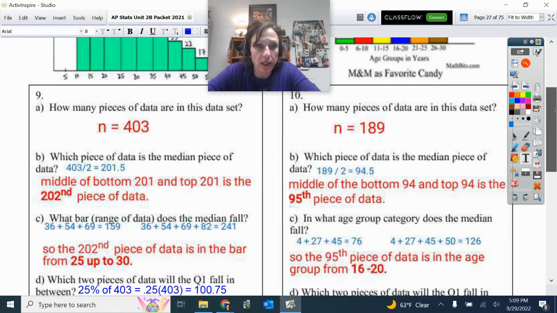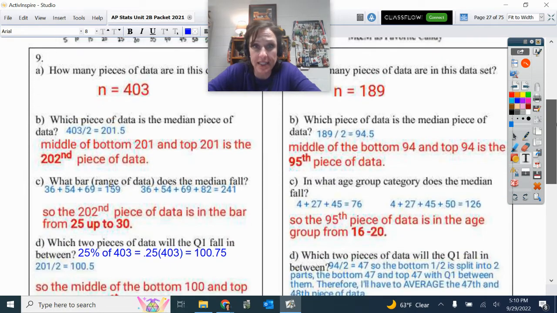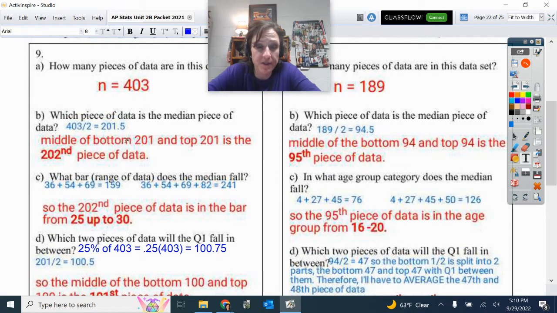Then we want to figure out, of this section, where is the median located? It's important to pay attention to the fact that the median is the middle percent of data, the 50th percent of data. So that 403 can get split into two pieces, which would put 201 on the bottom and 201 on the top, with data piece number 202 smack dab in the middle.